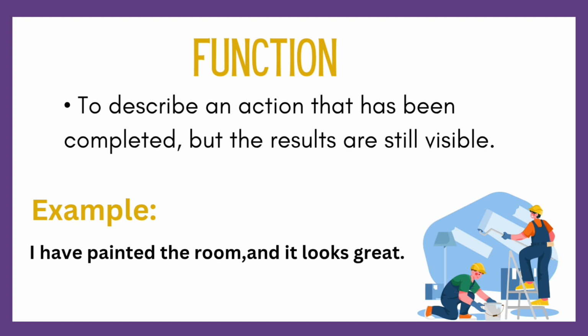We also use the present perfect to describe an action that has been completed, but the results are still visible. For example, I have painted the room and it looks great. In this example, the action of painting the room is complete, but the results of that action are still visible and the room looks great.